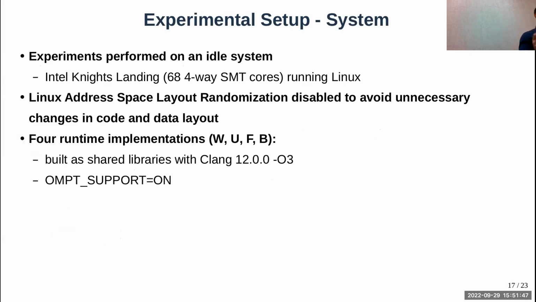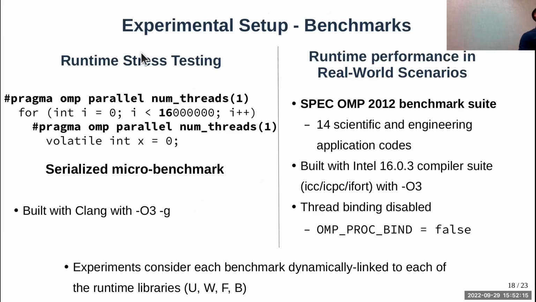So we conducted a few experiments on an idle machine with the Intel Knights Landing architecture. There's one processor with 68 Silvermont cores. To prevent unnecessary changes in code and data layout, we disable Linux address space randomization, and we build all 4 runtime versions with Clang 12, and we enable OMPT support. I know it's a dinosaur, but we did. So we conducted 2 groups of experiments.